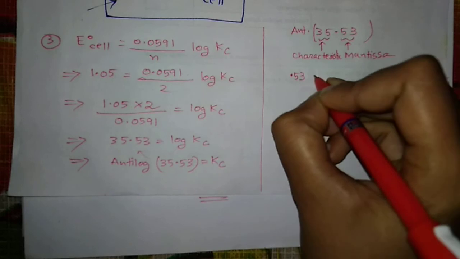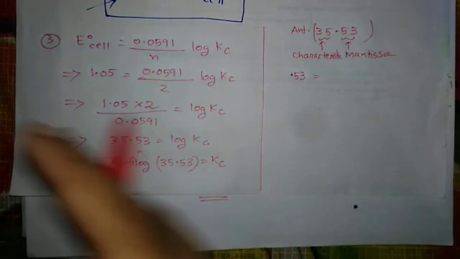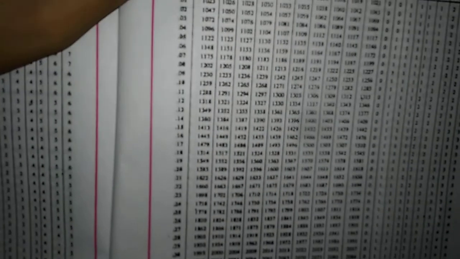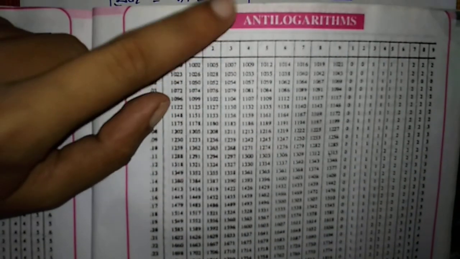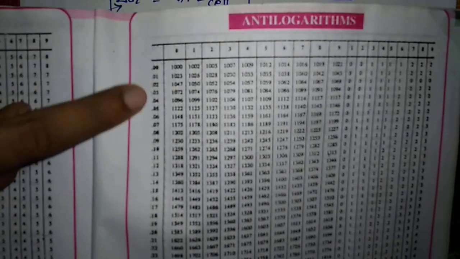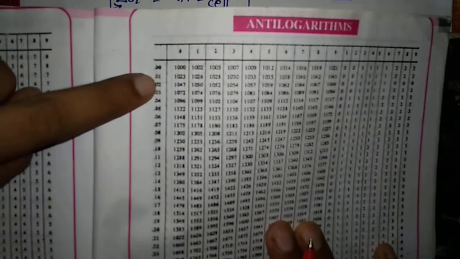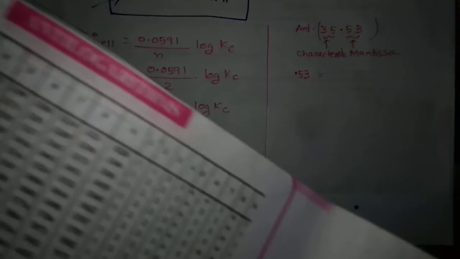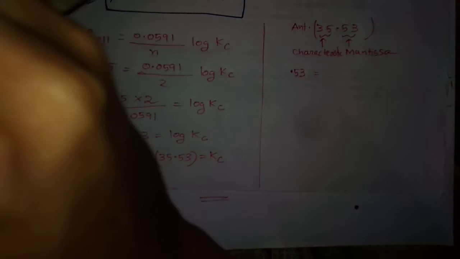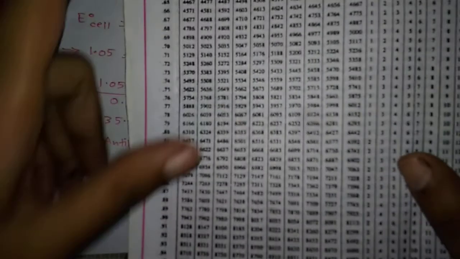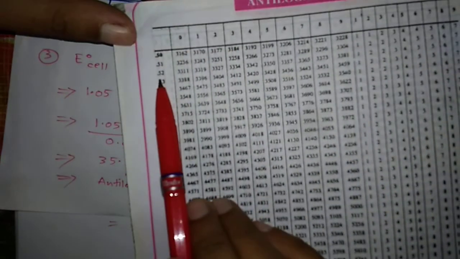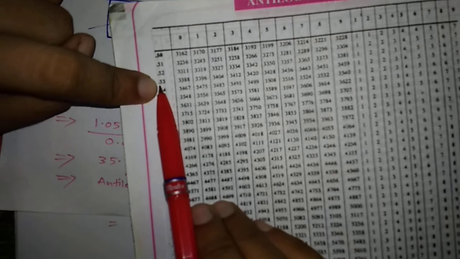So here I have taken the antilog table. You have to find 0.53 here; if everyone has it, you can take it out and see. You have to find 0.53 here, not on this page, it will be further back. So I'll show you here, you see, this is 0.53, if you can see.